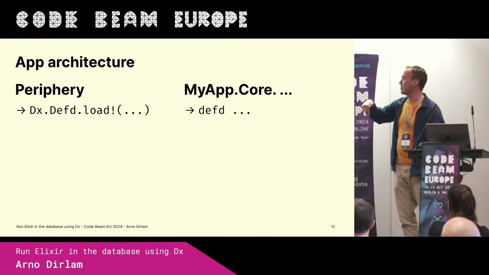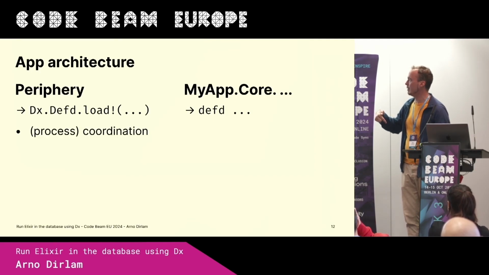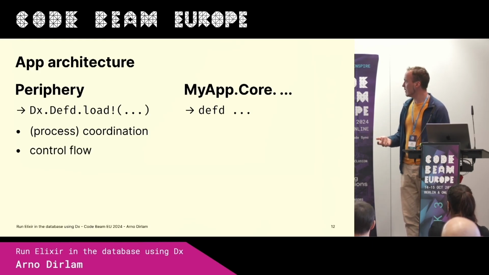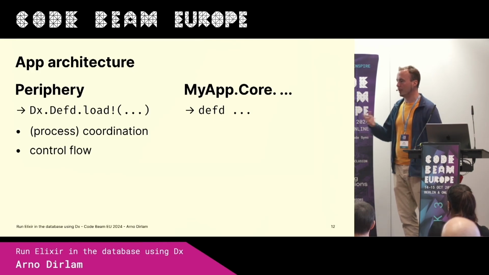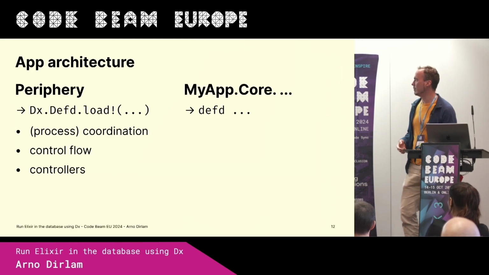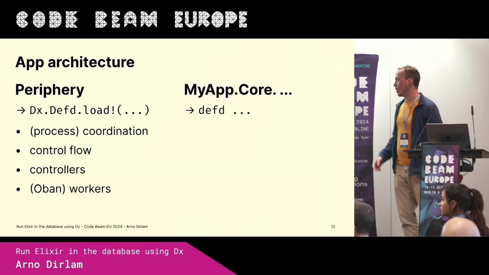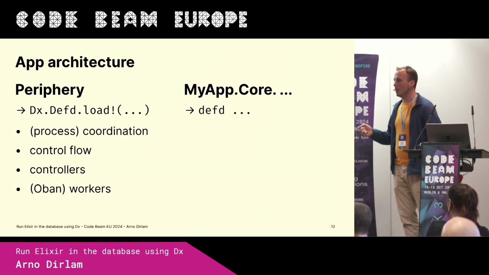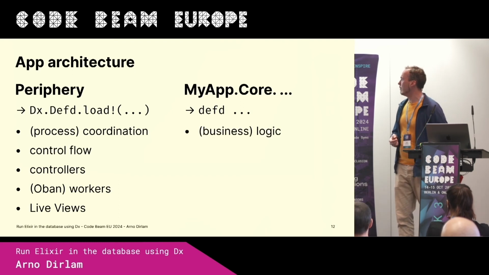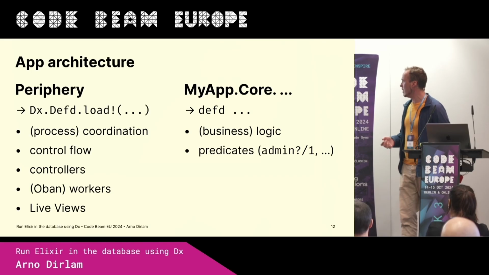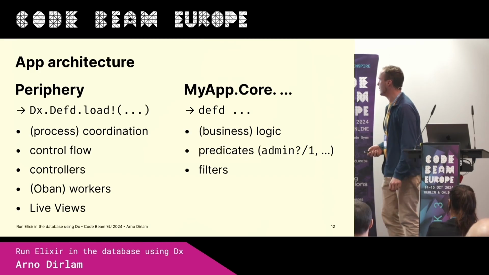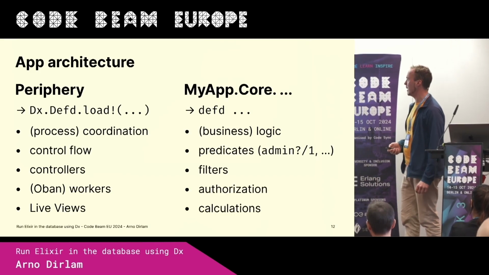call inside the core. So for example, it's responsible for process coordination, receiving requests, control flow in general. Like, I don't know, if you have a web app, the redirects and other things. Yeah, controllers in a web app, workers, how they are spawned, and live views. And then the core would have, for example, the business logic, predicates like I showed with the admin, and filters, authorization, these kinds of things.